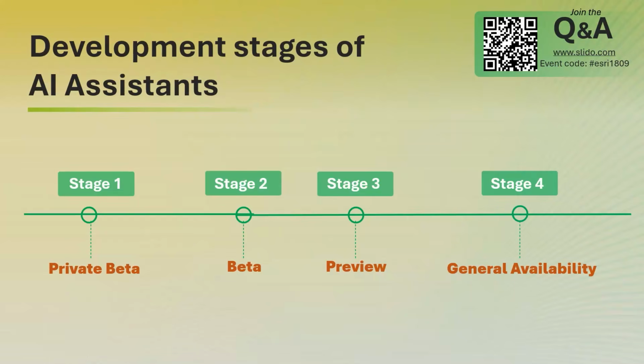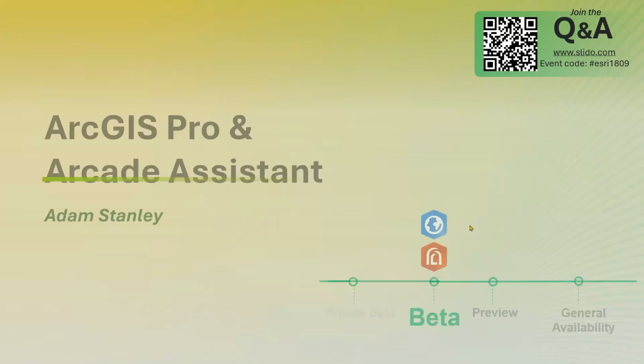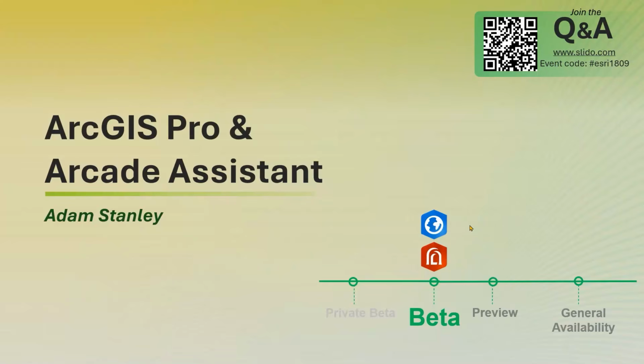So as you go through the demos in this webinar, you'll see that each AI assistant is marked with its position along the timeline, whether beta or preview, and we'll point you towards some resources to get started if you want to learn more. To kick things off, we'll dive into some of the ways you can start putting AI assistants to work across ArcGIS, beginning with ArcGIS Pro. Over to you, Adam.